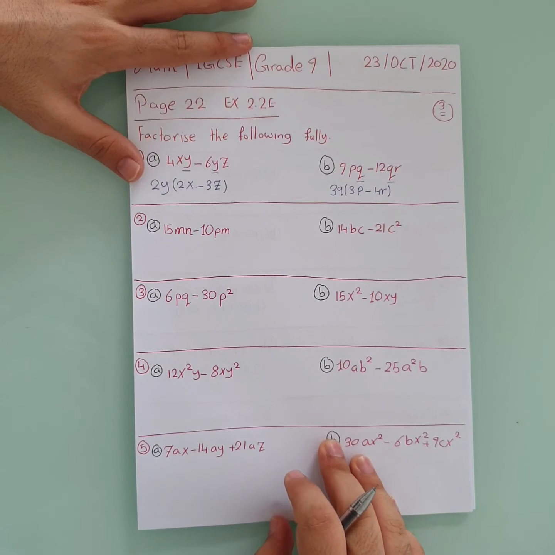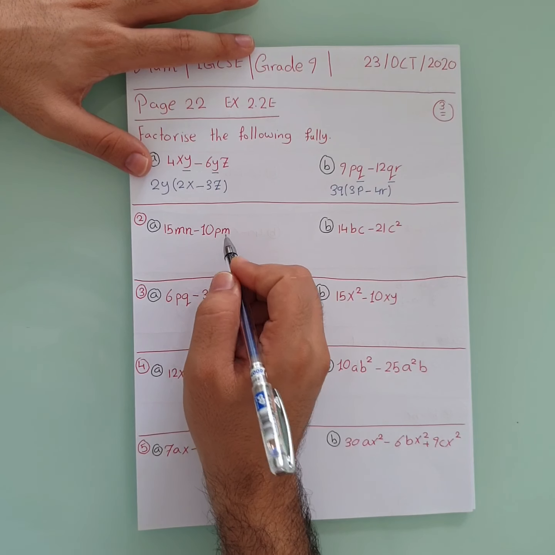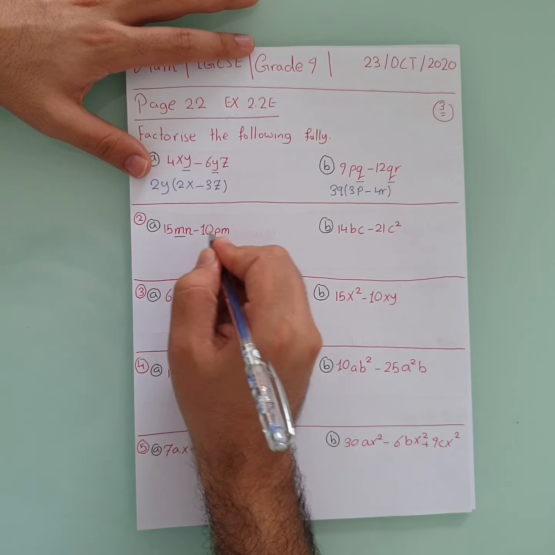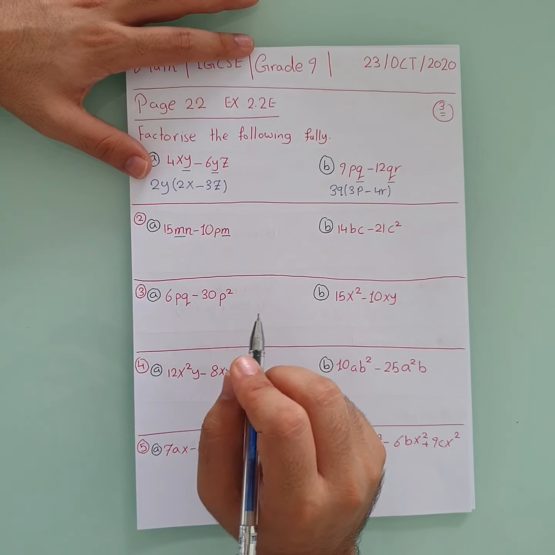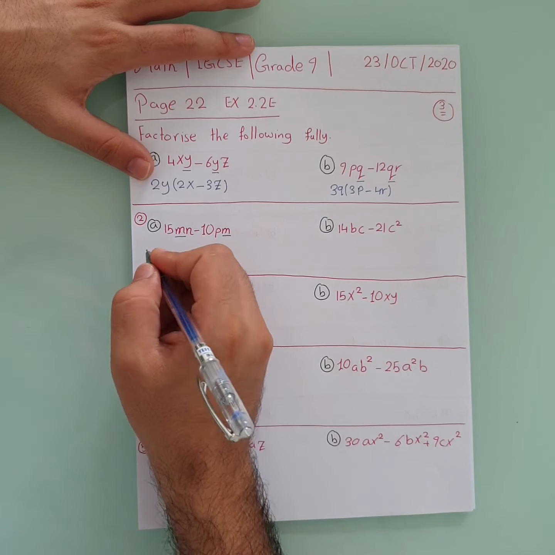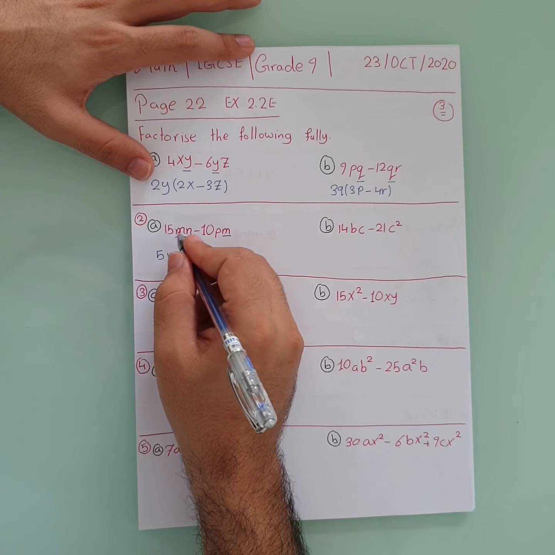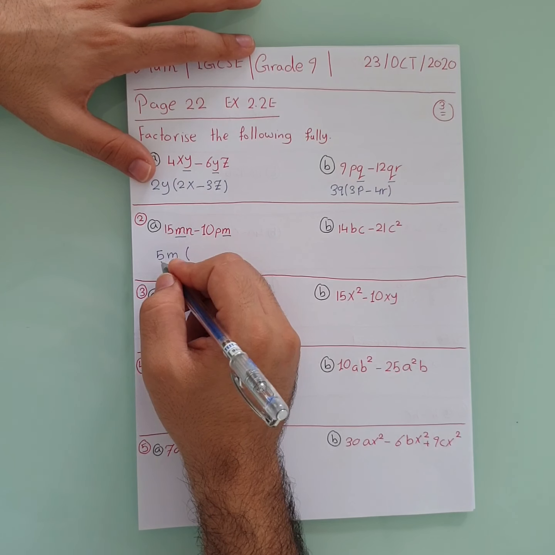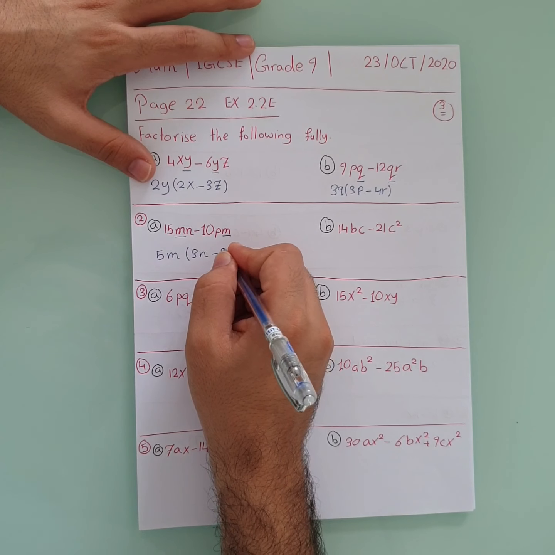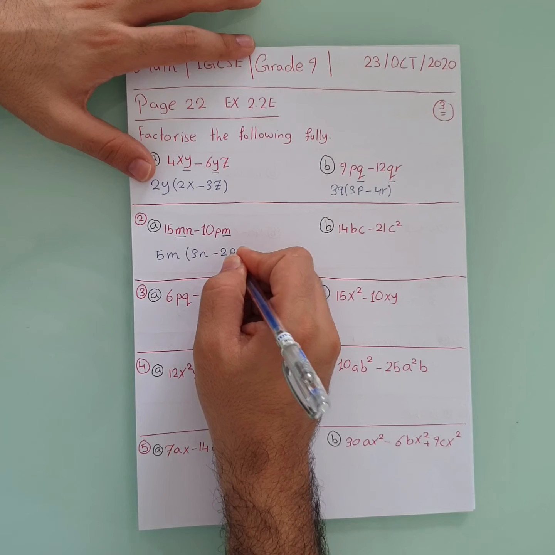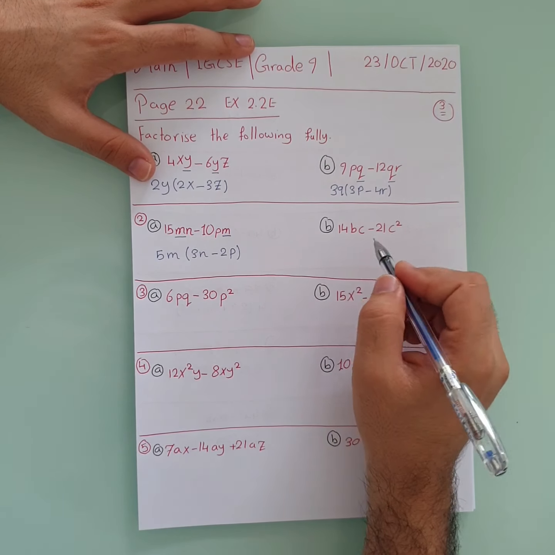All right, let's go for the next question. We have 15mn minus 10pm. We can recognize that m and m is a common factor here. How about 15 and 10? Yes, there is a common factor between them here, right? So if I say that 5m, and then 15mn divided by 5m, it's going to be 3n, minus 10 divided by 5, which is 2p.